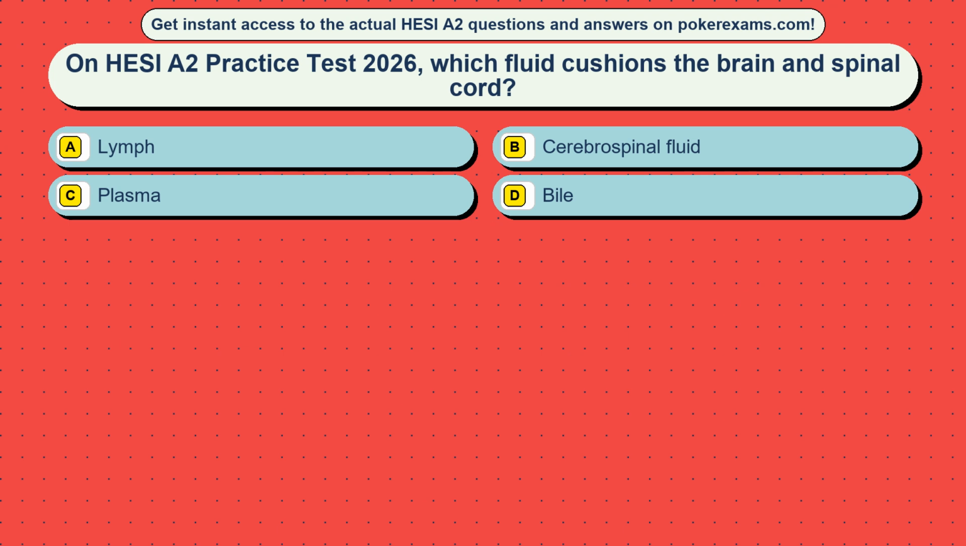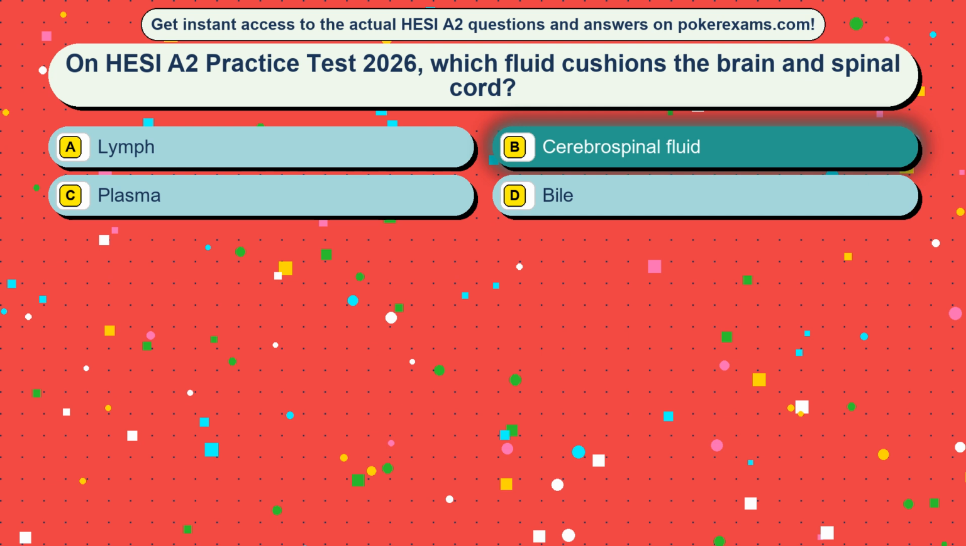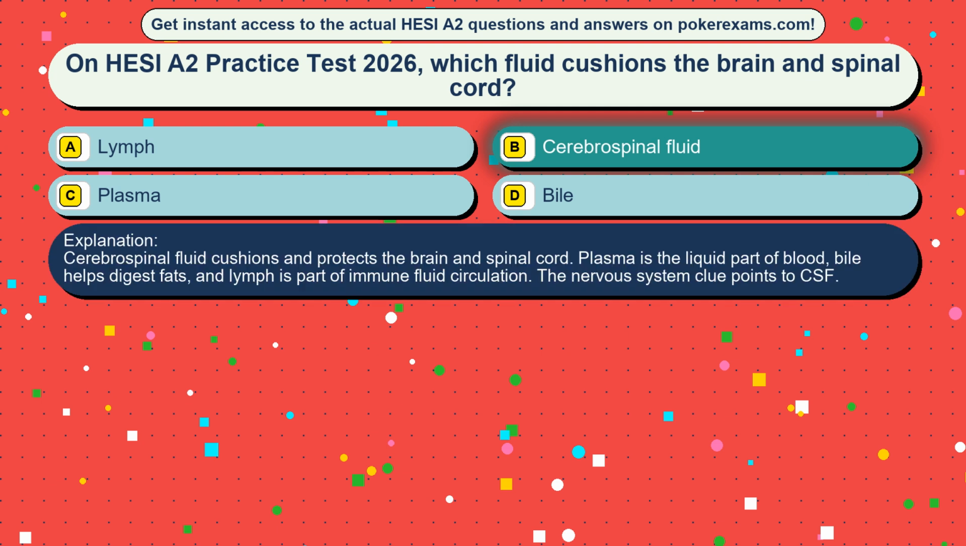Question 44. On HESI A2 Practice Test 2026, which fluid cushions the brain and spinal cord? Option A, lymph. Option B, cerebrospinal fluid. Option C, plasma. Option D, bile. The correct answer is option B, cerebrospinal fluid. Cerebrospinal fluid cushions and protects the brain and spinal cord. Plasma is the liquid part of blood, bile helps digest fats, and lymph is part of immune fluid circulation. The nervous system clue points to CSF.